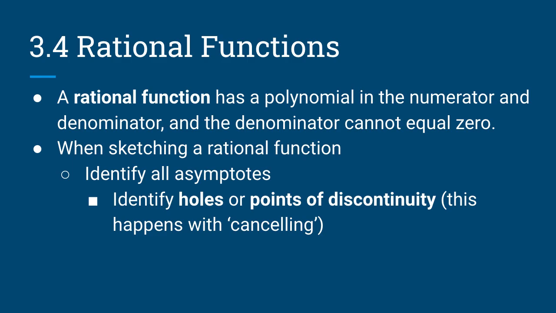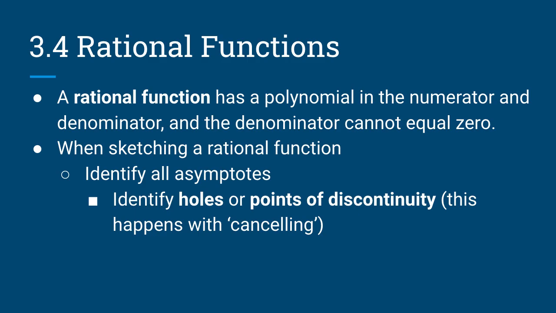A hole, and that's literally the mathematical term, a hole, is when you have a straight line, but there's one part that x cannot equal. It doesn't always have to be a straight line, but that's one example, and you'll see it. It happens often with canceling.